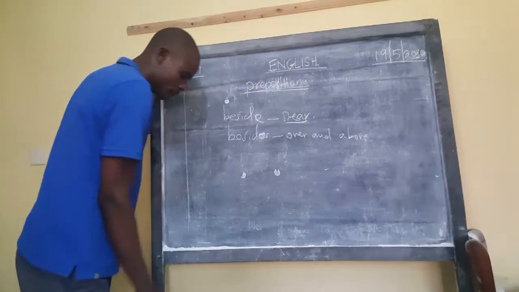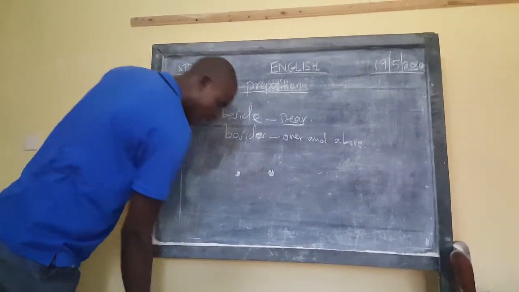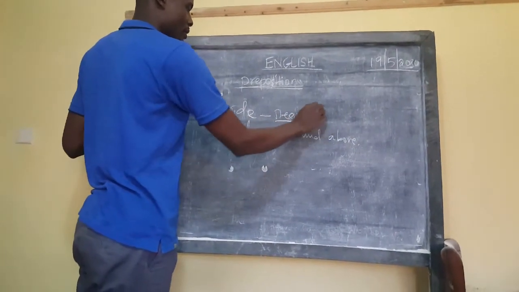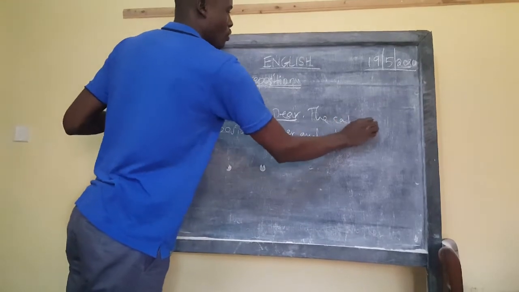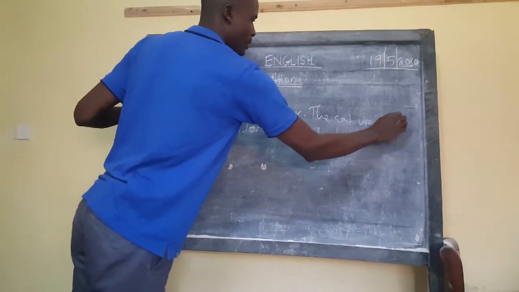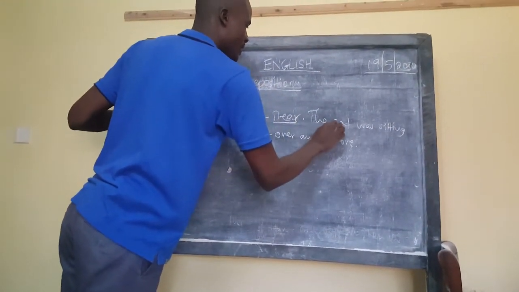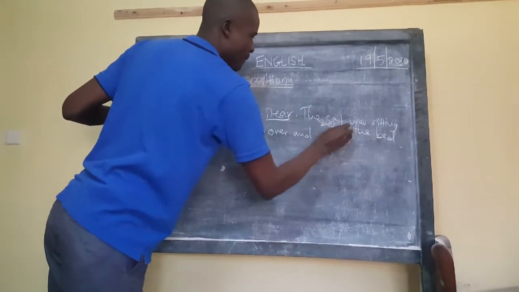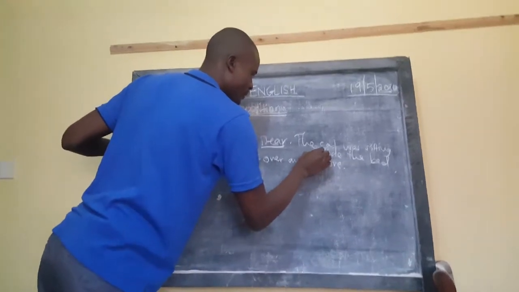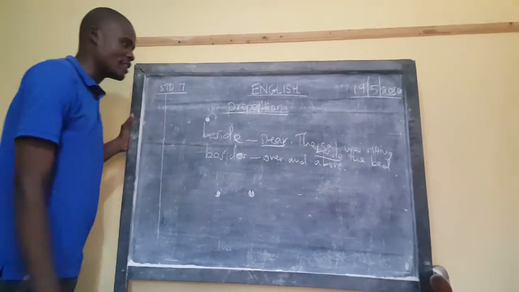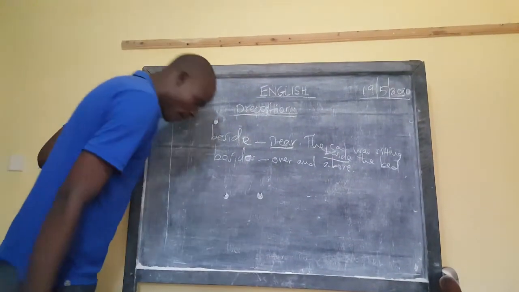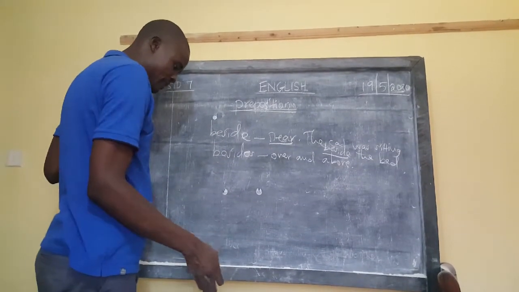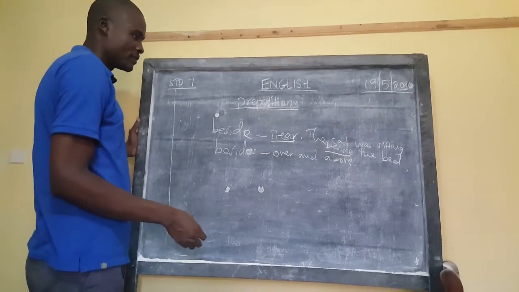For example, the cat was sitting beside the bed. So beside there means it was near the bed. The cat was sitting beside the bed, meaning this cat was sitting next to the bed. Beside there is just next to. And then our example 2: I have two pens besides the one.